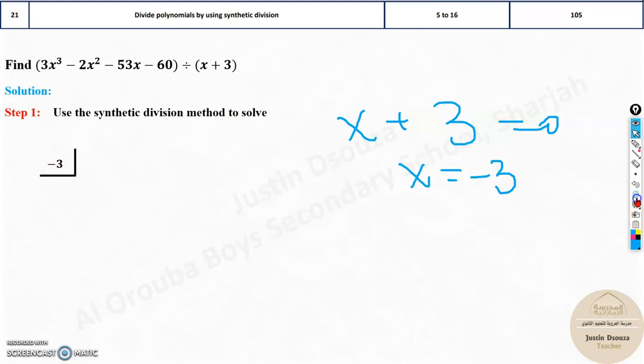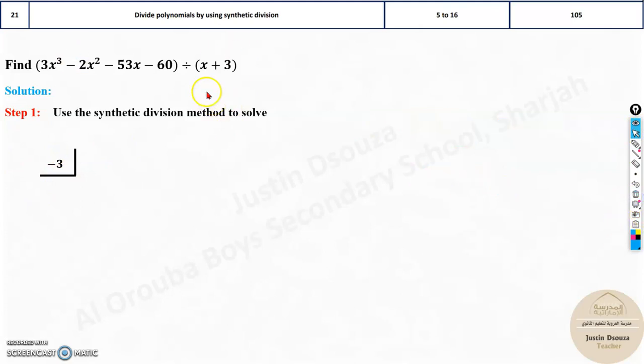You must write it over here. Or you can just take it as a thumb rule: whatever this number is, change its sign and write it. This number is x plus 3, so write minus 3. That's it. Write all the coefficients now: 3, minus 2, minus 5, 3, everything over here. And then all you need to do is, see, this is the same step. Bring this term down, write it. You need to multiply this term with this and write the answer over here. What is happening?